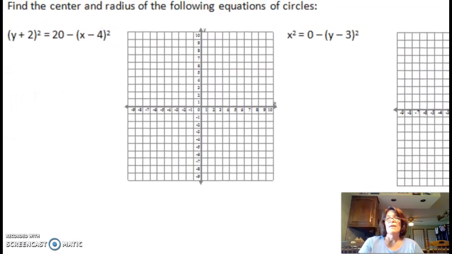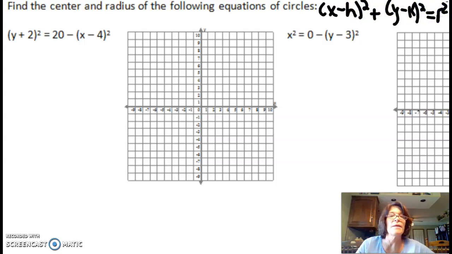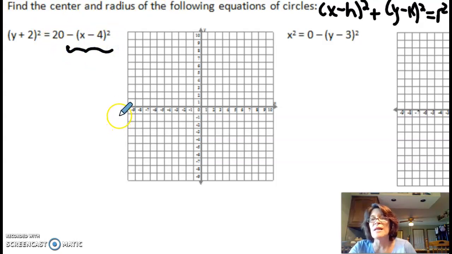All right. Finding the center and radius of circles isn't too bad as long as they're in the right form. Let's just recall that the form we want is x minus the x-coordinate of the center squared plus y minus the y-coordinate of the center squared equals the radius squared. Okay, so this isn't quite right. I want to take this term and put it on the other side. So let's add that whole thing. We're just going to add the x minus 4 squared and put it on the right.